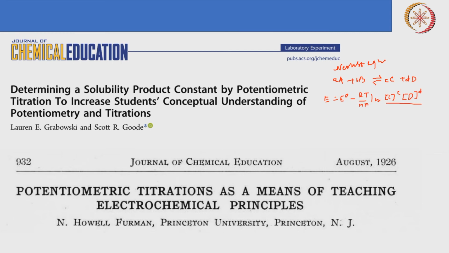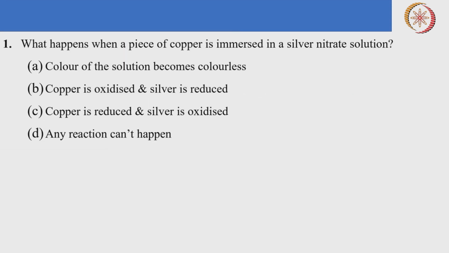RT by NF ln concentration of product over concentration of reactant, divided by concentration of A and concentration of B. So basically this is the activity of the product. This one will be E naught dash, which is known as formal potential. We'll discuss formal potential in more detail later when we discuss cyclic voltammogram: what is standard potential, what is formal potential, and what is the difference between them.